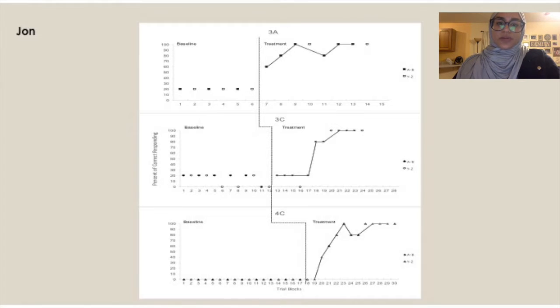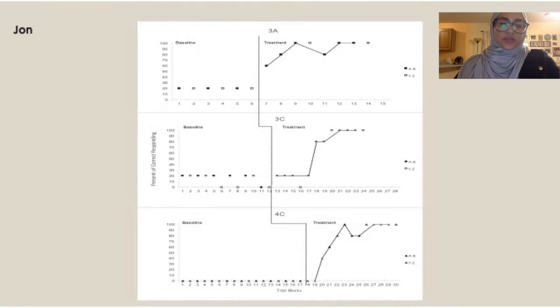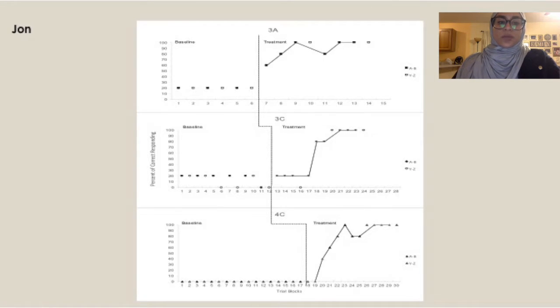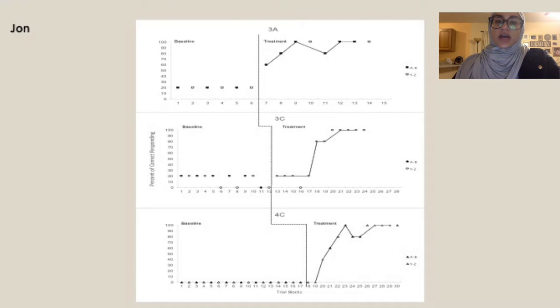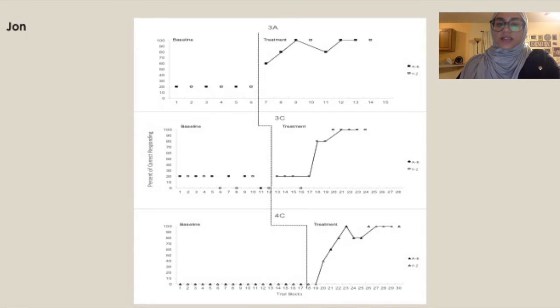The next program depicted on this graph is 3C, opposition, faster and slower. On this graph, the trained trial blocks are represented with the filled-in circles, while the test trial blocks are represented with the open circles. During baseline, his performance ranged between 0 and 20% correct responding. And after implementation of training, there was a gradual increase in percent correct.